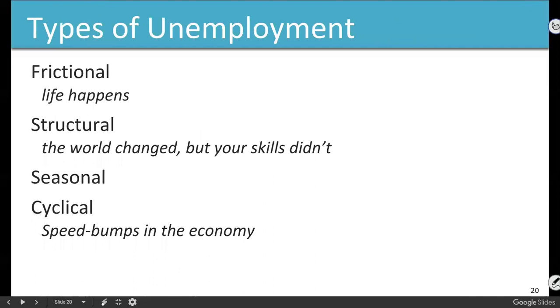Types of unemployment: frictional, because life happens, like teenagers getting fired or quitting every day. Structural, where the world changes but your skills didn't, so you get left behind. Seasonal unemployment, some of you might experience this in about 6 weeks. Sorry. Cyclical unemployment, these are little speed bumps in the economy, like 2008 through 2010.